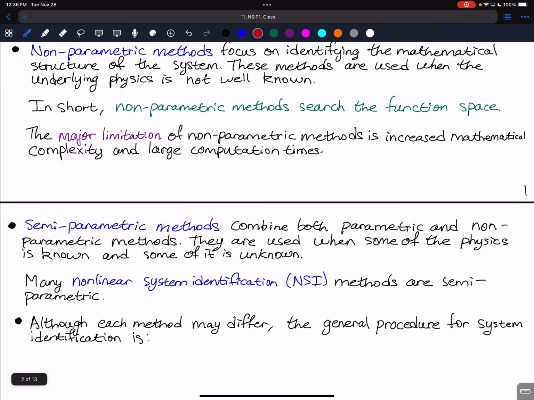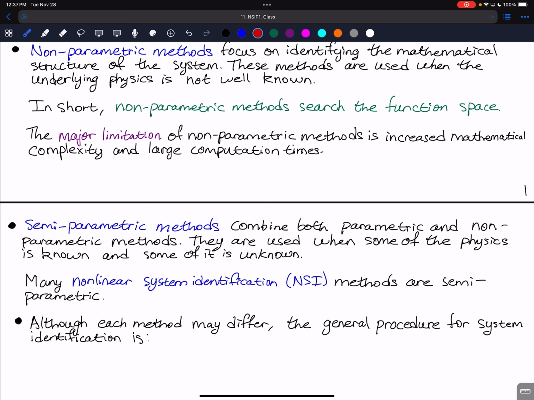And then lastly, semi-parametric methods will combine both parametric and non-parametric methods together. This is a case where you might know some of the underlying physics. You might have some understanding of the linear behavior, but you don't have any idea what the nonlinear part is doing. And so you guess the model for the linear behavior, and then you're just identifying parameters. But since you still don't know the nonlinear behavior, you're going to have to try and identify a mathematical structure for that.